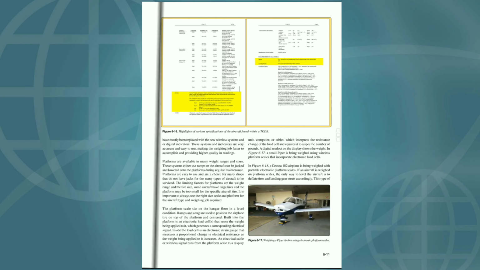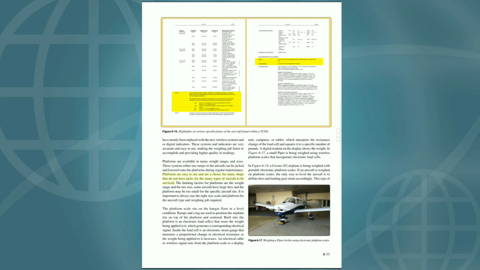Figure 6-16. Highlights of various specifications of the aircraft found within a TCDS. Hanging scales have mostly been replaced with the new wireless systems and/or digital indicators. These systems and indicators are very accurate and easy to use, making the weighing job faster to accomplish and providing higher quality in readings. Platforms are available in many weight ranges and sizes. These systems either use ramps or the aircraft can be jacked and lowered onto the platforms during regular maintenance.